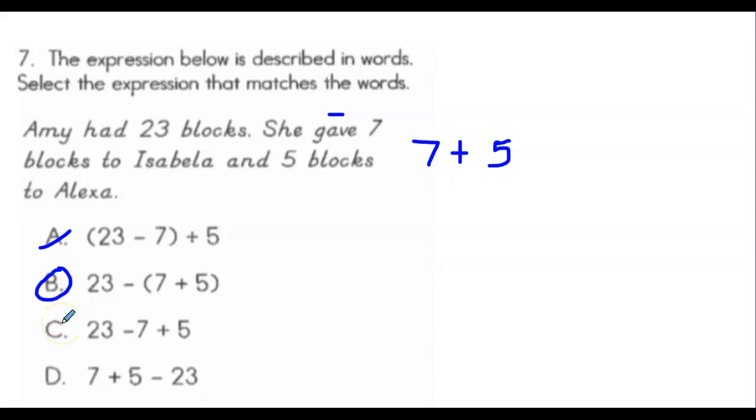So then you have C. We're just going to look at these. 23 subtract 7 and 5. Well, that would be the correct order of numbers written down, except if we were solving this, we would do 23 subtract 7 and then add 5, and that is wrong. And then right here, at no point did we have 23 taken away. So these can't be. So B is the correct answer.